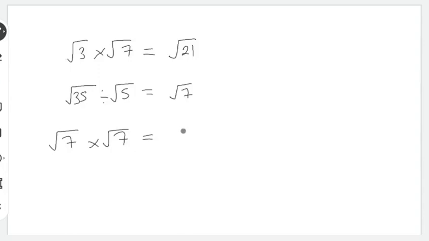It's because the square root of 7 times the square root of 7, well, the square root of a times the square root of a is a. In general, the square root of a times the square root of a is a, or if you like, the square root of 7 squared. Squaring and square rooting cancel each other out, so it just gives you 7. Nice. Yeah, those are the main things we need to know.